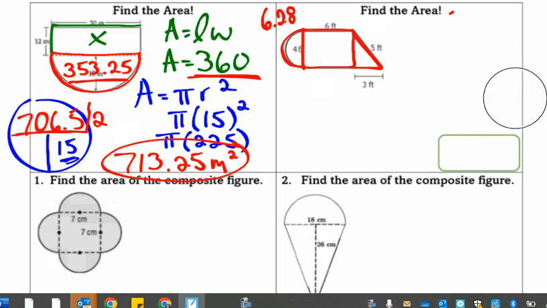The rectangle is going to be a little bit easier. The area of a rectangle is length times width. So I have 6, I'm going to call that the length. 4 is the width. 6 times 4 is an area of 24.